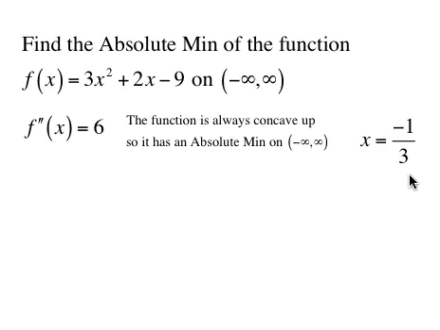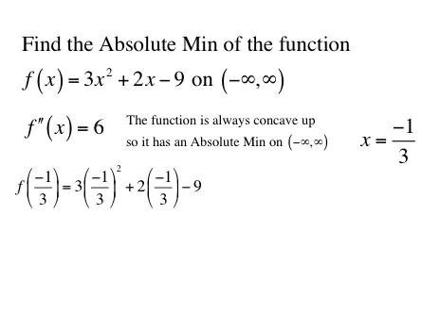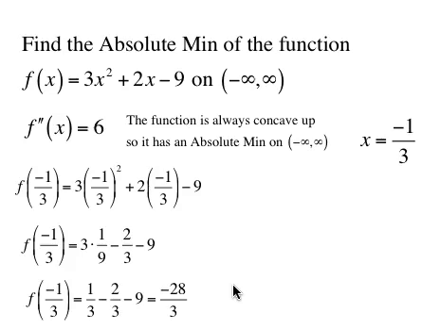Now what is the value of the function? So we're going to go ahead and plug negative 1/3 into this function. 3 times negative 1/3 squared plus 2 times negative 1/3 minus 9. 3 times a ninth minus 2/3 minus 9. 3/9 is what? 1/3 minus 2/3 minus 9. So we get negative 1/3 minus 27/3 or negative 28/3. So this function has an absolute min of negative 28/3 at x equals negative 1/3 on the interval from negative infinity to infinity. That is indeed the lowest value this function ever attains.